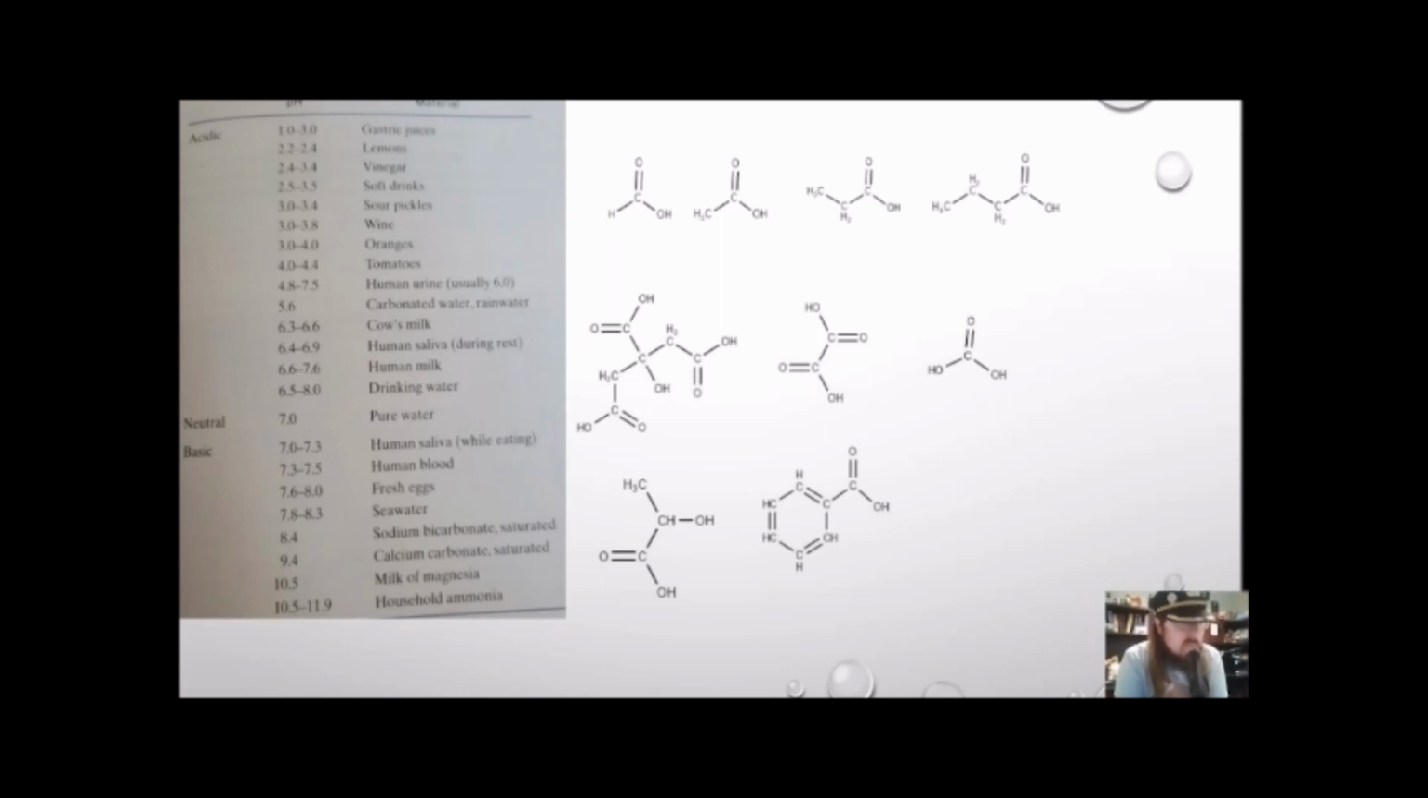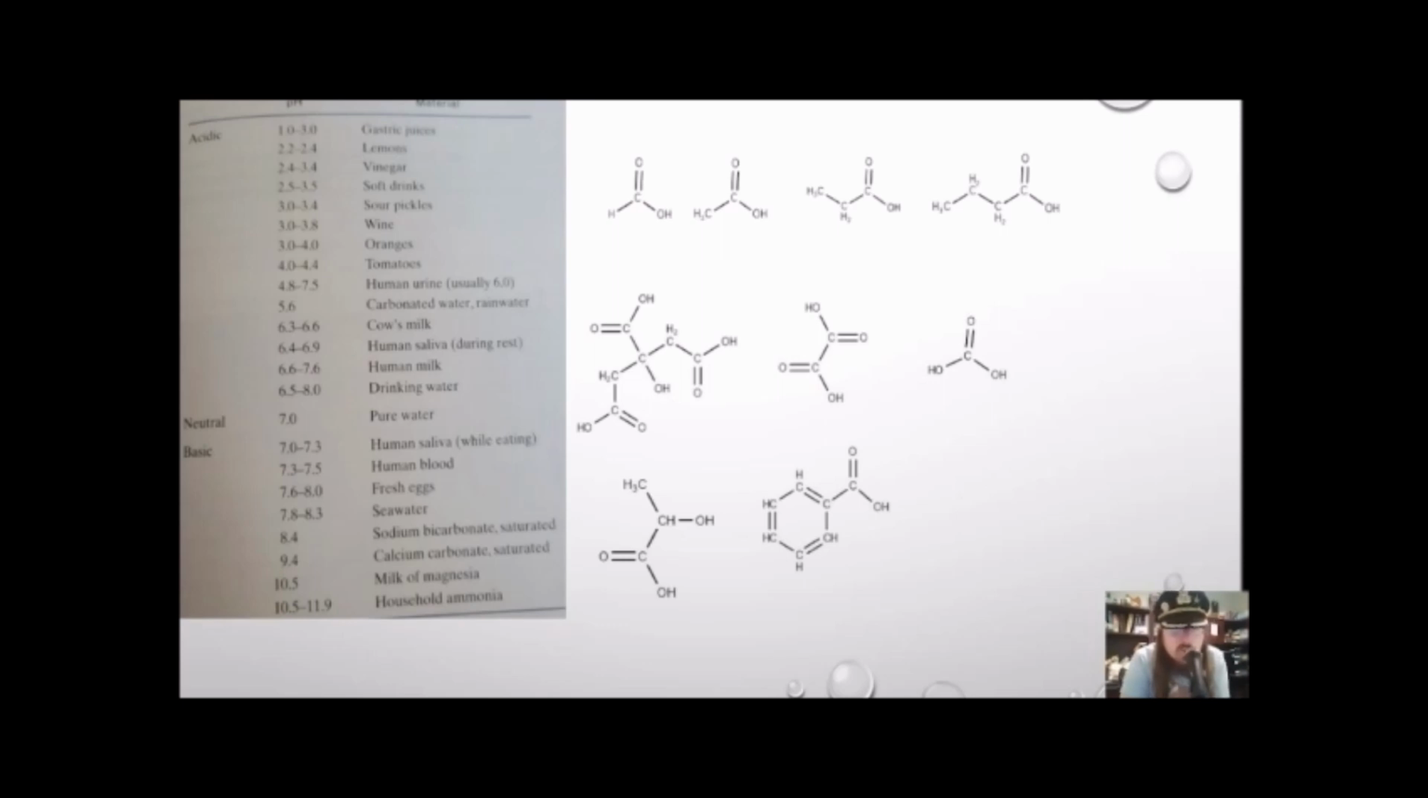Now, there's a wide variety of pHs in our everyday life that we can see, like gastric juices. Our stomach acids range anywhere between pH 1 and pH 3. Really sour lemons, 2.2 to 2.4. Vinegar can be between 2.4 and 3.4. Soft drinks, 2.5 to 3.5. Sour pickles, 3 to 3.4. Wine, 3 to 3.8. Oranges, a little bit less sour, 3 to 4. Tomatoes, slightly sour, 4 to 4.4. Urine, I wouldn't suggest you drink it, but can range between 4.8 and 7.5.